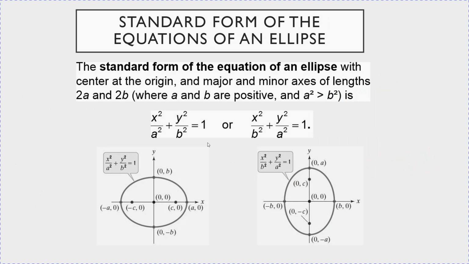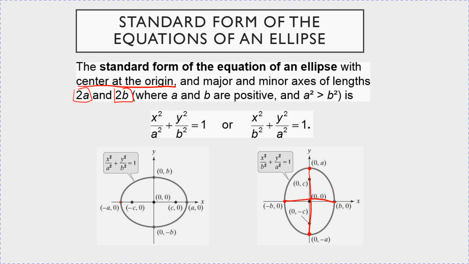Okay, so the standard form of the equation of an ellipse with center at the origin. This first example is going to be when it's centered at the origin, point (0, 0), with major and minor axes of length 2a and 2b. So to go from here to here is this length 2a, and in this case, with the minor axis, from here to here, this length would be 2b.